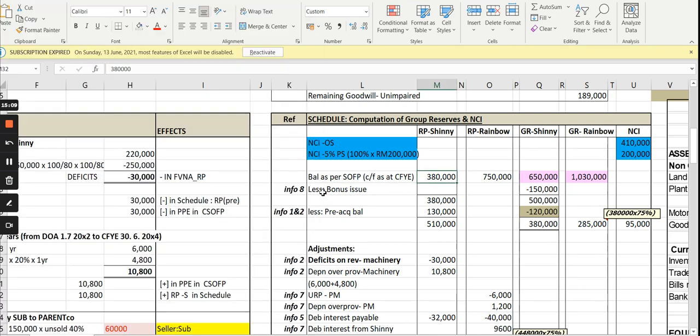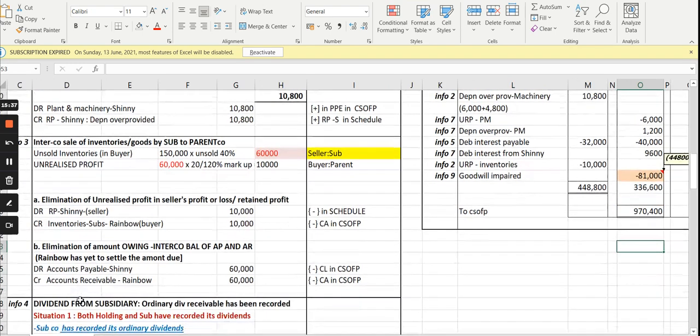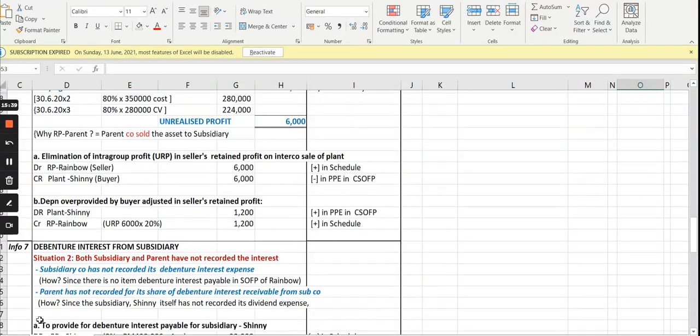Now you can do the rest of the adjustment, posting what you have done in your consolidation journal. So I'm now showing information 8. You can refer to your information 8 that you have done earlier, where bonus issue 150,000. So remember the journal entry where you have the information here, information number 8 is here, right?